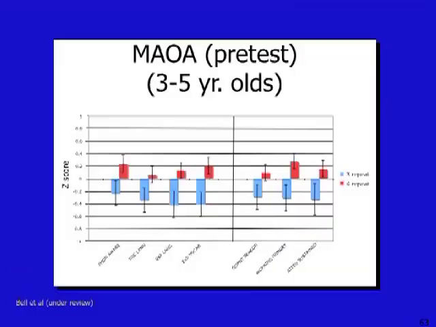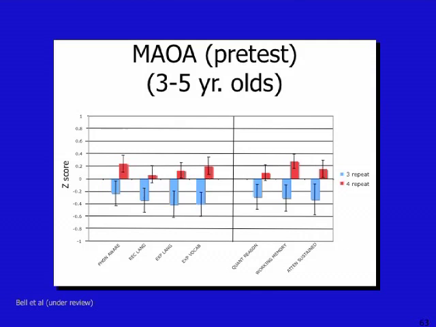It's just a variant. For MAOA, you can either get a 3-repeat, it doesn't matter what it means, and if you did get a 3-repeat, you're doing on average worse than the group average. But if you got a 4-repeat, you're doing better. And those 3-repeat guys don't have an attention effect, but the 4-repeat guys do.